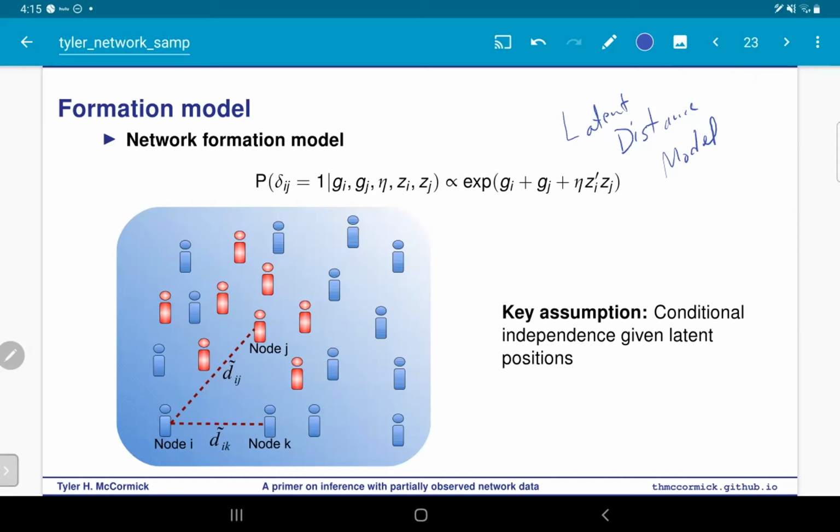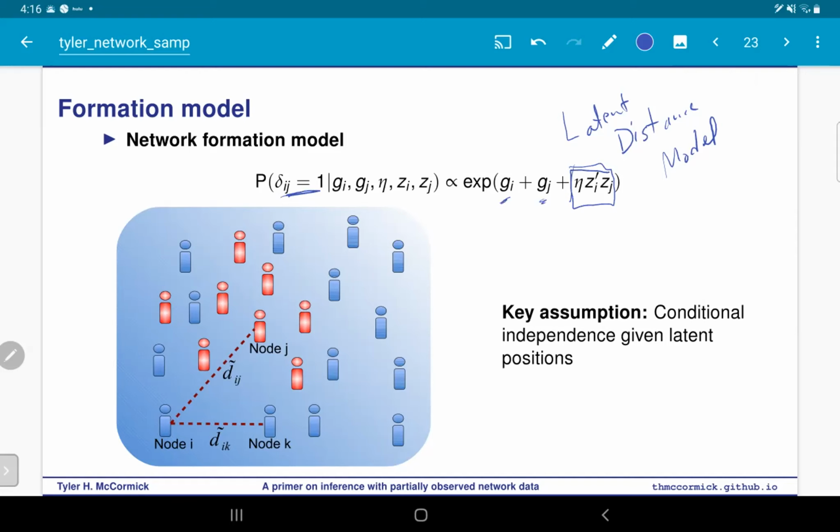And the idea here is that we're going to take the dependent structure in the network and represent that in a low-dimensional geometric space. And so what we're going to wind up with is a setting where the probability that person i and person j connect to each other is proportional to g_i and g_j, which are the popularity of person i and the popularity of person j. And then a term here, which essentially gives us extra propensity to form connections based on these latent positions of person i and person j.